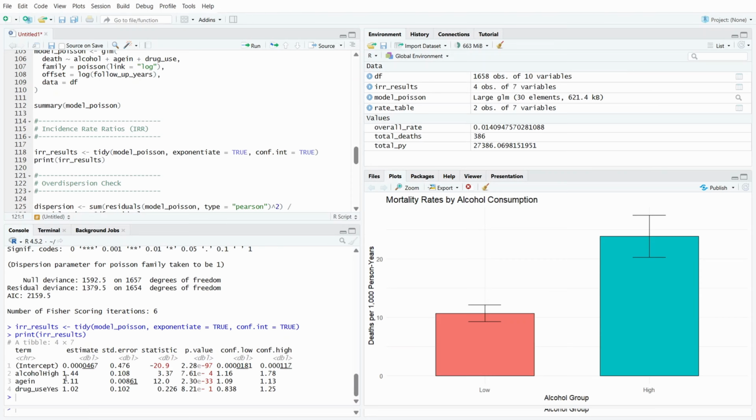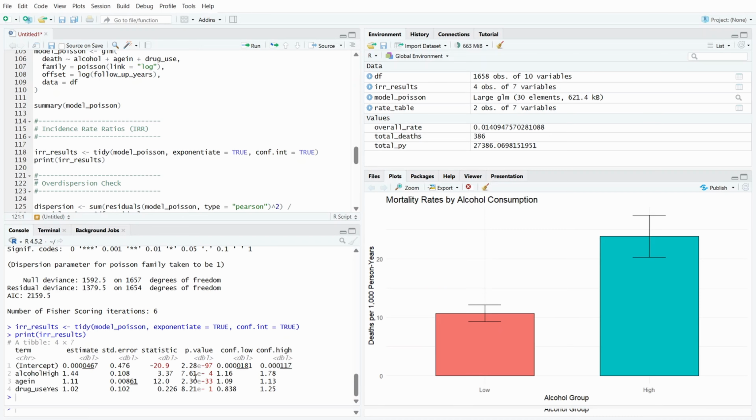Now, alcohol use. The IRR for high alcohol consumption is 1.44, with a confidence interval from 1.16 to 1.78, and a p-value well below 0.001. This tells us that individuals with high alcohol use have a 44% higher rate of death compared to those with low alcohol use. The confidence interval does not include one, which reinforces that this is a statistically significant and meaningful effect.